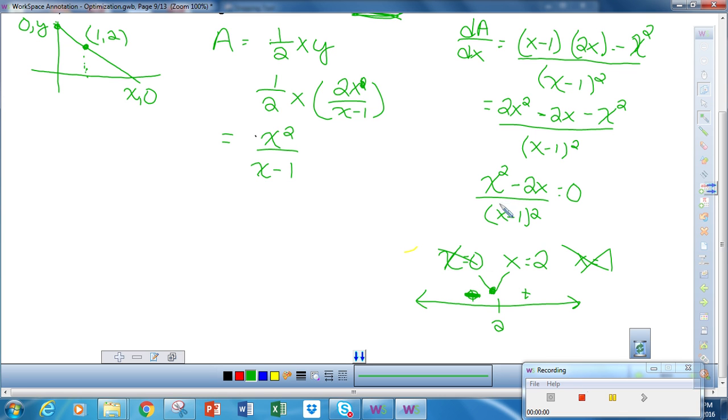I'm trying to do this without actually doing the math for it, but I know if I put in 3/2 here, I get a negative. Because I get 9/4 minus 3/2 times 2, which would be 3. So 9/4 minus 3, negative. So I see that I get a minimum.